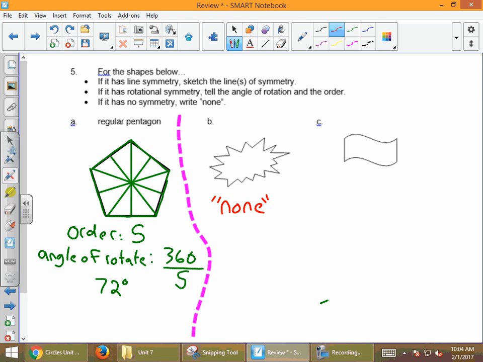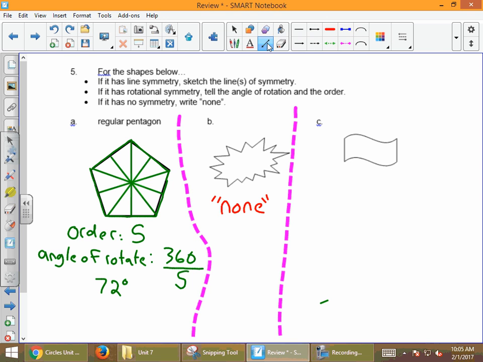What about this one up here, this one that kind of looks like a flag waving in the wind? Does this have line symmetry? Is there a way for me to draw a line through here that would make that the same? Is that possible? Well, what about this line? Does this line work right here? Okay, that line? That line? Okay, not gonna work. I'll say right now, there's no line of symmetry on this guy.